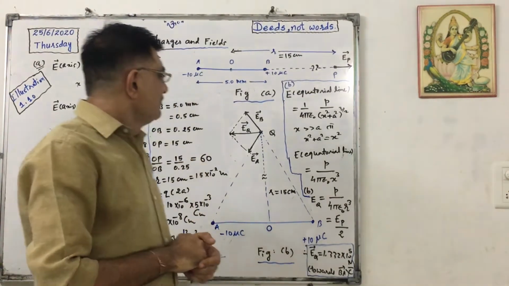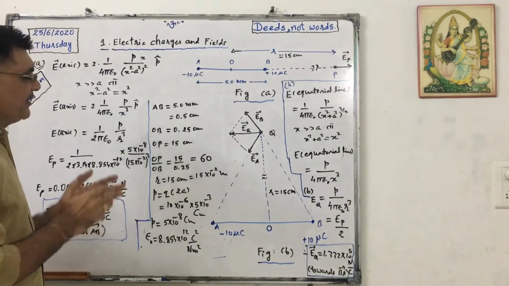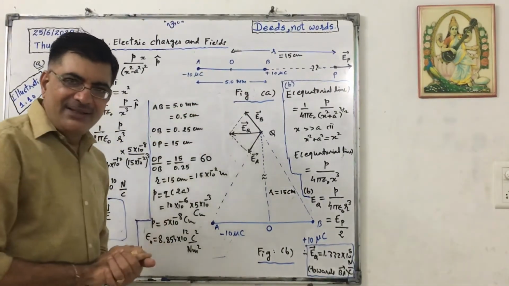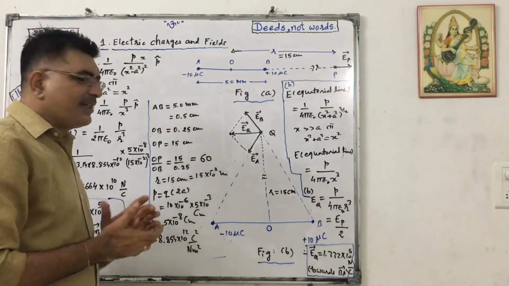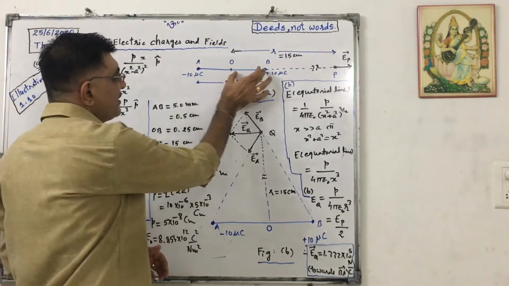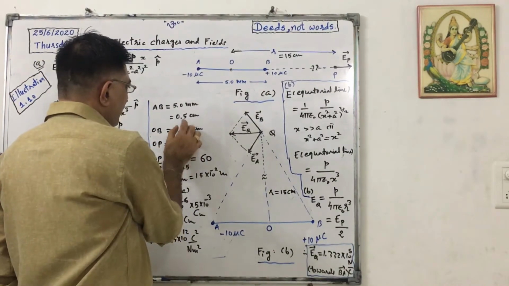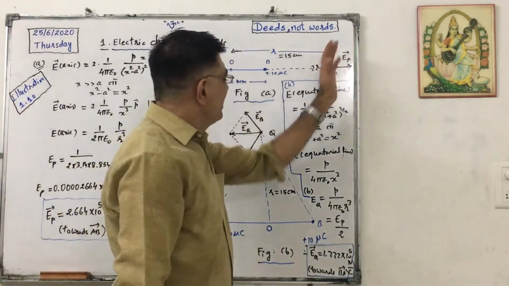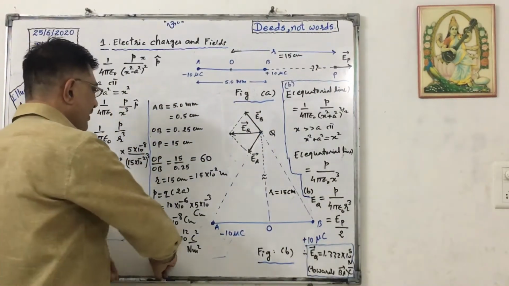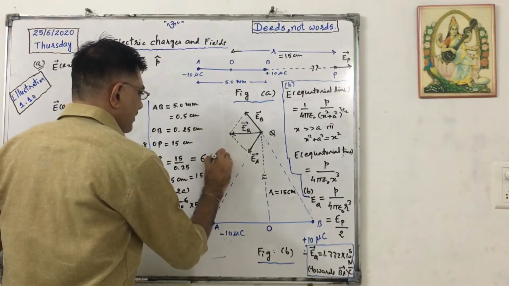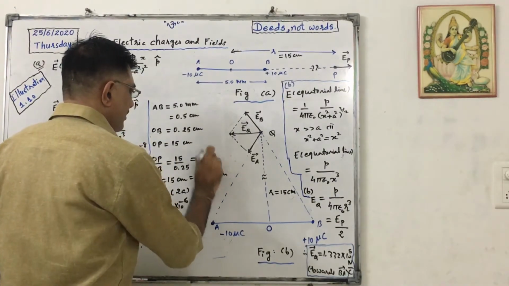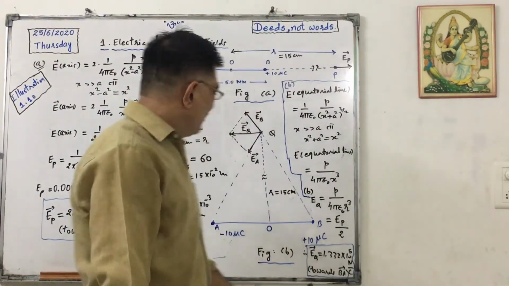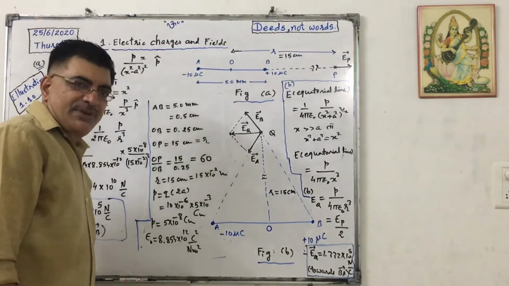So first of all, let us write the data. AB equals 5.0 millimeter, which can be written as 0.5 centimeter. So OB, this distance, will be equal to half of it, so it is 0.25 centimeter. And OP is given as small r, that is 15 centimeter.